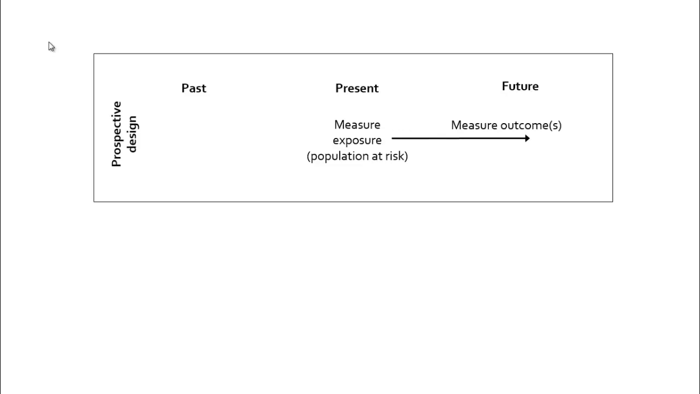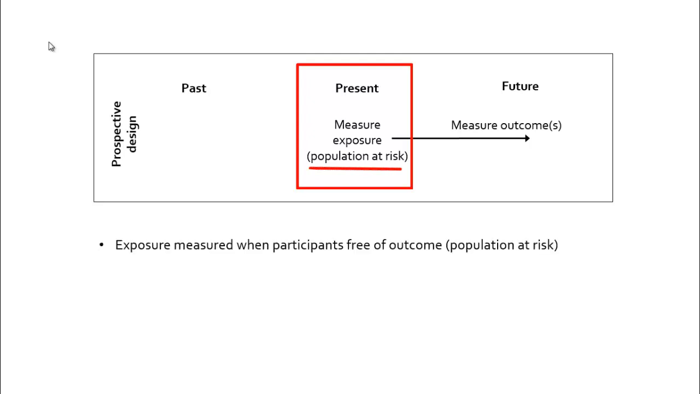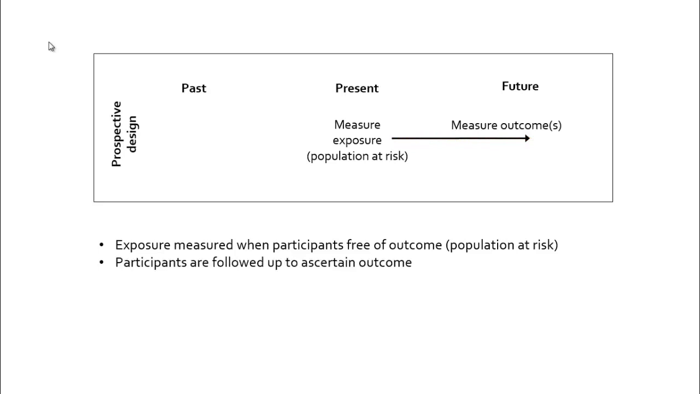So the basic features of a cohort study are that the exposure is measured at the start of the study when the participants are free of the outcome of interest, so we study a population at risk. The participants are then followed up to see whether those that are exposed are more likely to develop the outcome than those that aren't exposed, are unexposed. And the cohort is defined by some common characteristic.